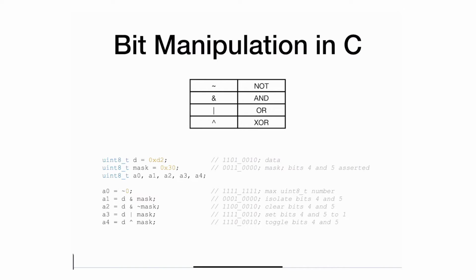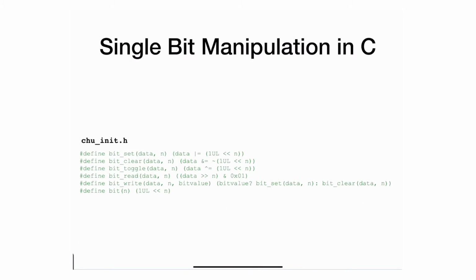However, dealing with a single bit, for example setting it, resetting it, or toggling it, is extremely common. So we're going to provide you with some C macros that can set a single bit, clear a single bit, toggle a single bit, read 1 bit, write into a single bit, or create just a single bit. These are actually inspired by Arduino. If you have dealt with the Arduino library, you're going to see that they have the same exact functions.